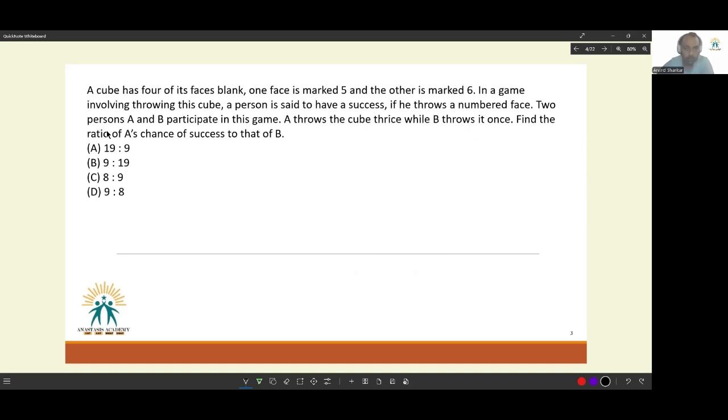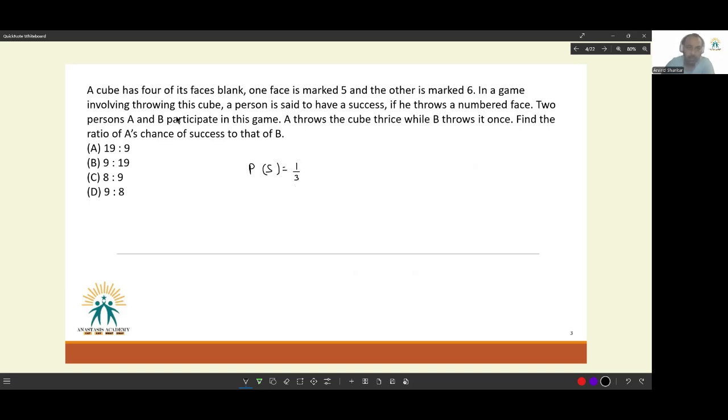Okay. Next question. A cube has 4 of its faces blank. One face is marked 5 and the other is marked 6. In a game involving throwing this cube, a person is said to have success if he throws a numbered face. So probability of success is 1 by 3. Out of 6 faces, 2 faces have numbers marked and 4 are empty.